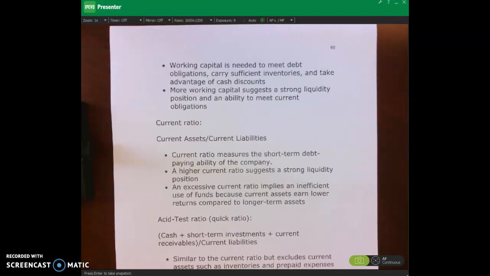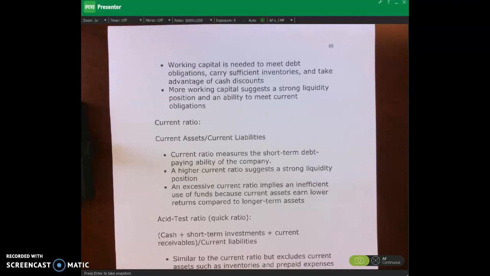Remember, from Accounting 101, if we pay for our merchandise inventory early, we can take advantage of purchase discounts, but doing so, paying for it early and taking advantage of those discounts, means that we need to have the cash available. We have to have working capital. If you have more working capital, it suggests a stronger liquidity position and suggests that the company or the organization is going to have a stronger ability to meet its short-term obligations.